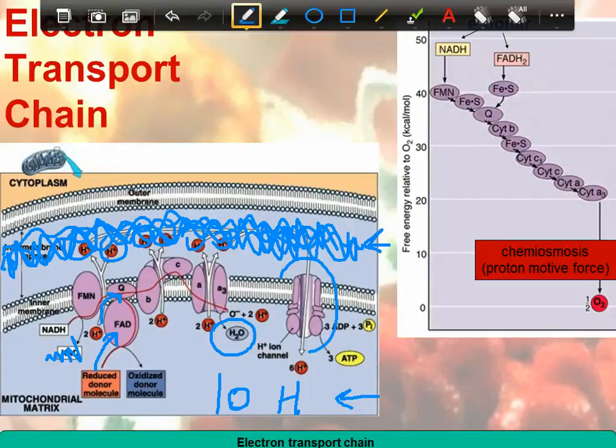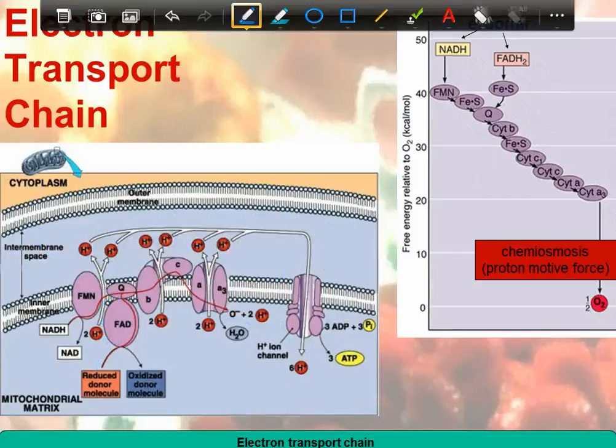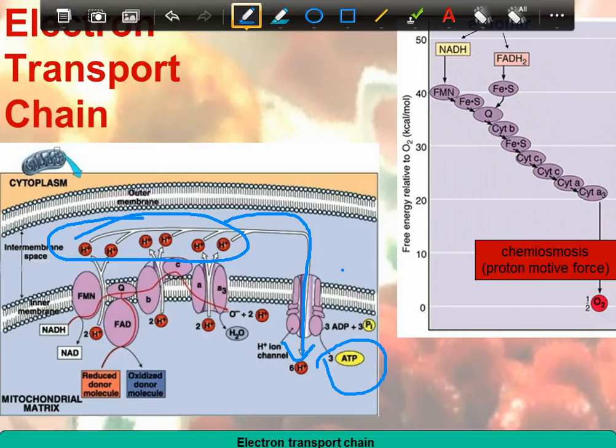There's only one place where those little hydrogens can flow through. This guy right here is ATP synthase. It is an enzyme which, let me erase all that, uses the flow of hydrogens. As the hydrogens flow through this open channel, which is also an enzyme, the energy from that flow is used by this enzyme to make ATP, and that's where most of the ATP in aerobic respiration is coming from.